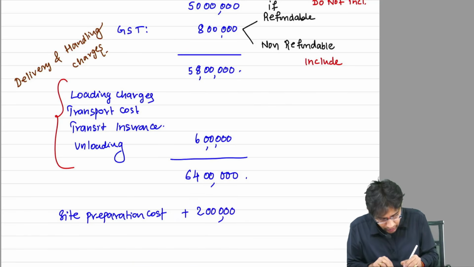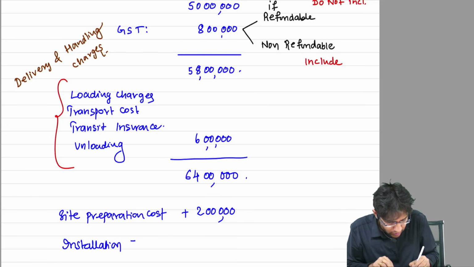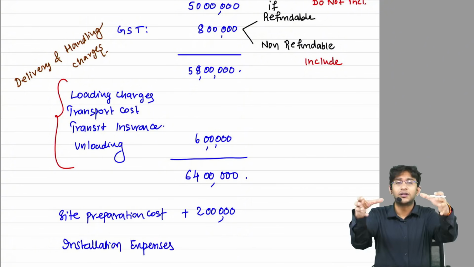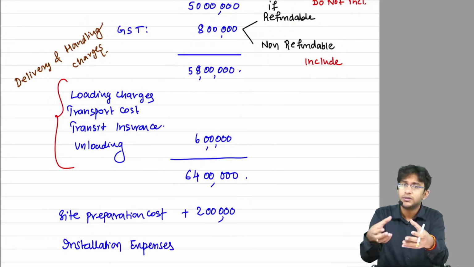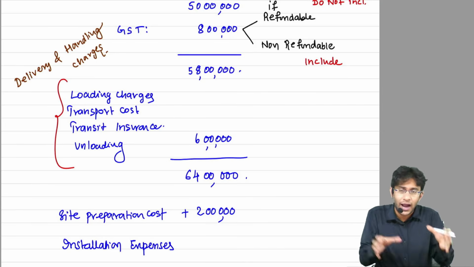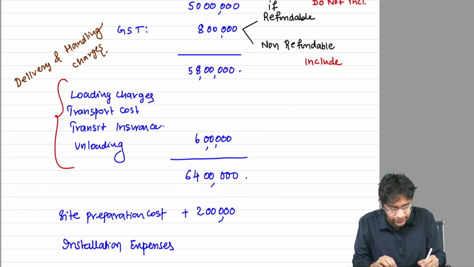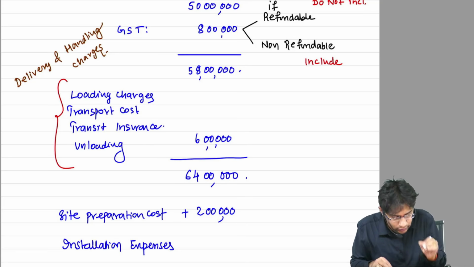Then the proper installation charges. The asset we have purchased, we have to install on this foundation with the help of some labor people, and they will install this. That labor services, whatever amount you are paying, that also you have to capitalize. So let us say that is some 4 lakh rupees.